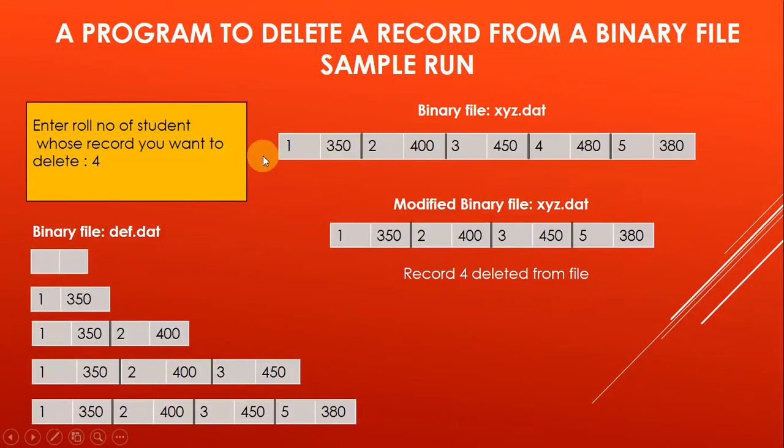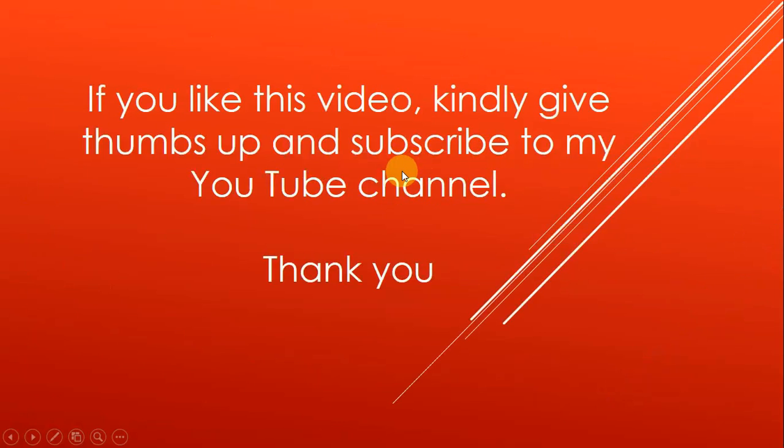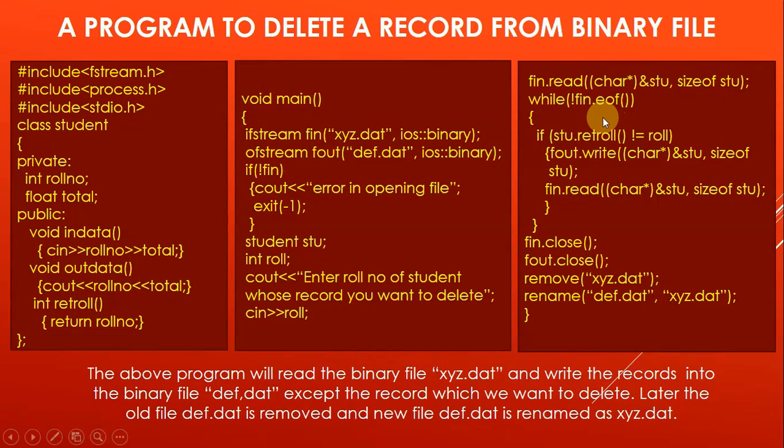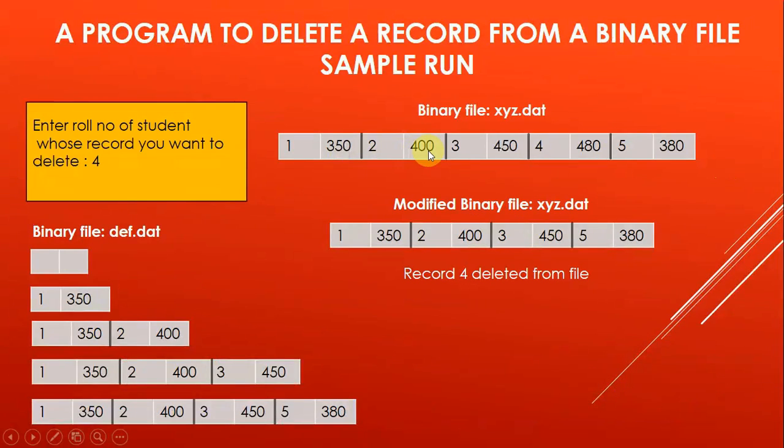Now you can see I will read the first record like this. So the first record is 1, 350. This record will be read from the binary file xyz.dat, and roll number 1 does not match with roll number 4. So this record will be written to the file def.dat. I will again read the next record. The next record is 2, 400. This record will be read, and again this roll number does not match with 4, so this record will also be written onto the new file def.dat.